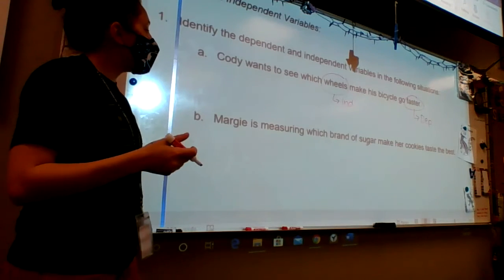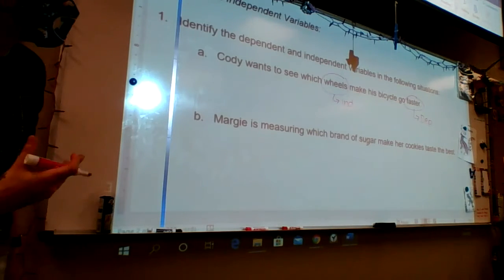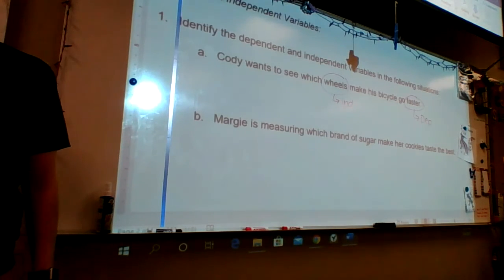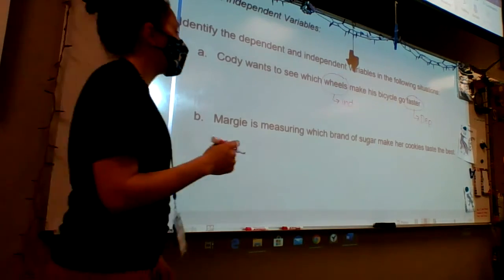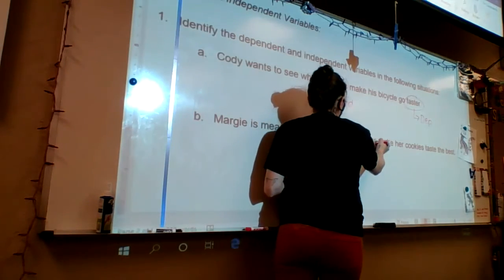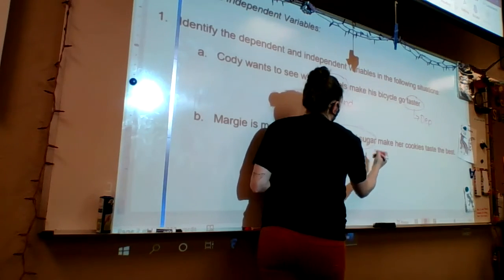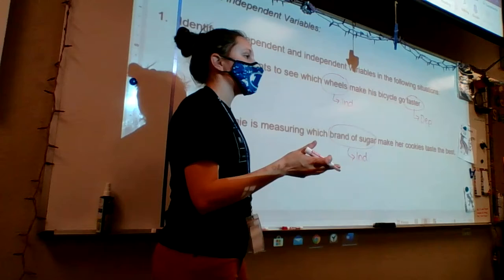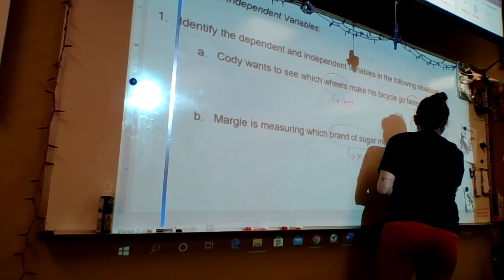Okay? Margie is measuring which brand of sugar makes her cookies taste the best. What is she going to change each trial? The brand of sugar. So what variable is that? The independent. What is dependent on that sugar? The taste. Taste is the dependent.